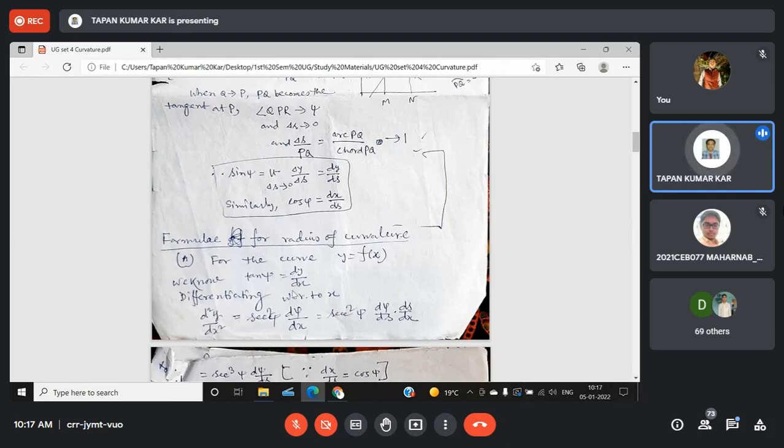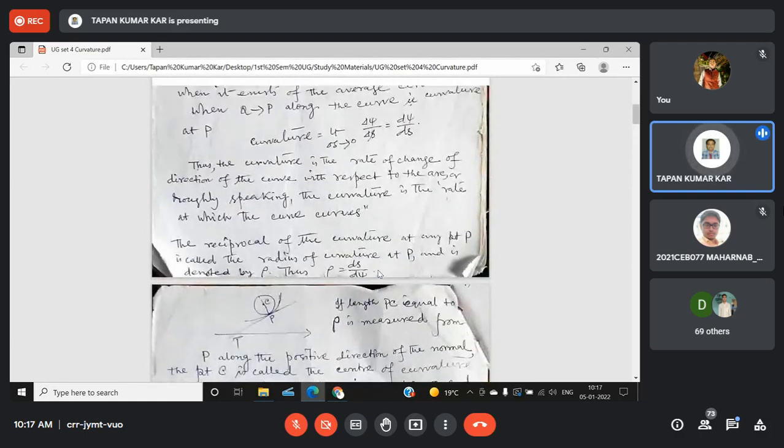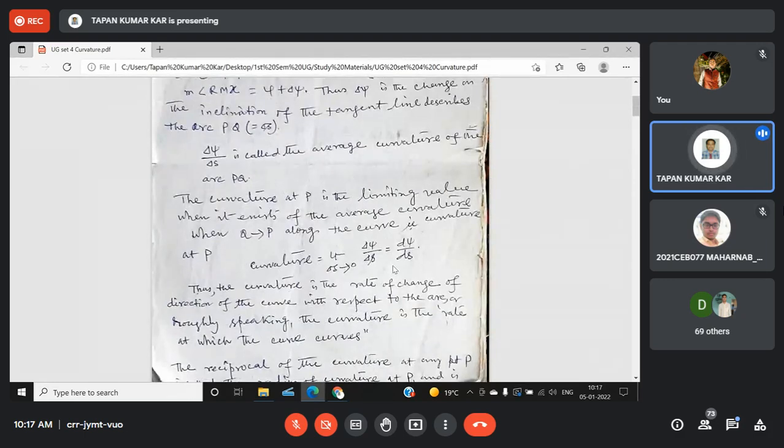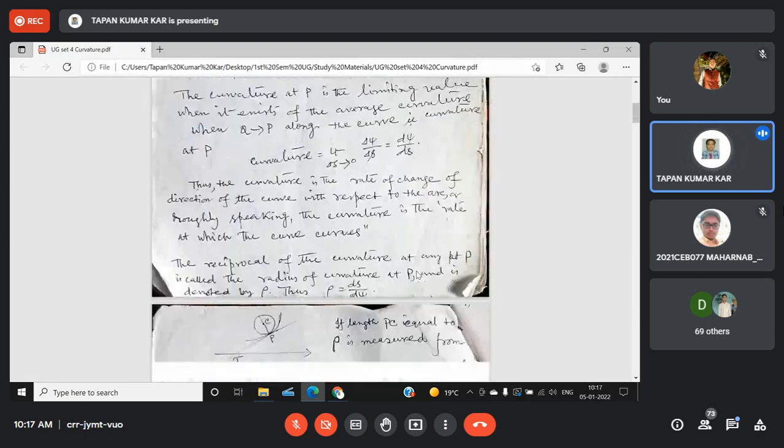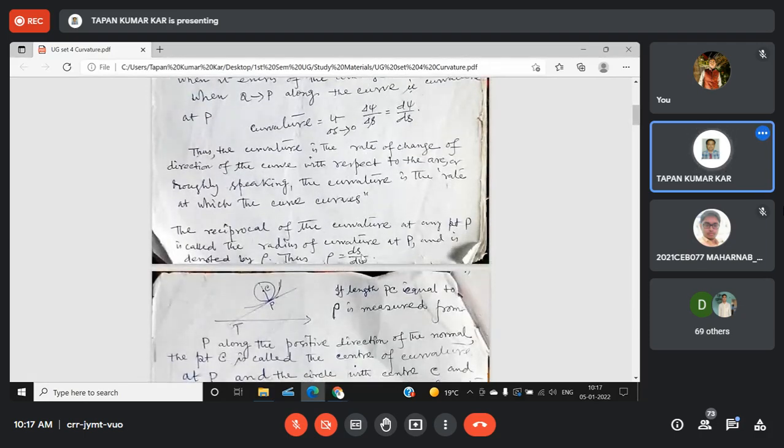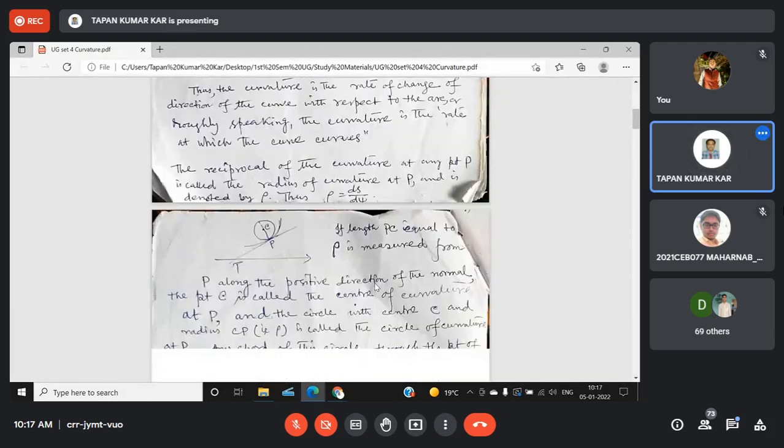Okay, now come here. For the curve y equals f(x), you have to find the formula for the radius of curvature. What is the formula for the radius of curvature? This is curvature, d psi ds. And the radius of curvature is ds d psi. Now it is given rho equals ds d psi. You have to come here, but your curve is given as y equals f(x). Okay, come here.